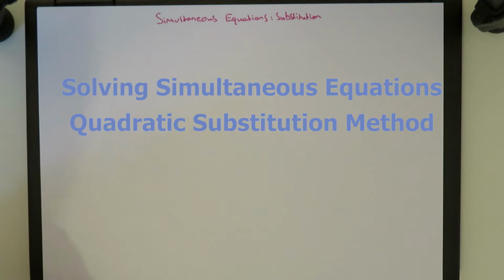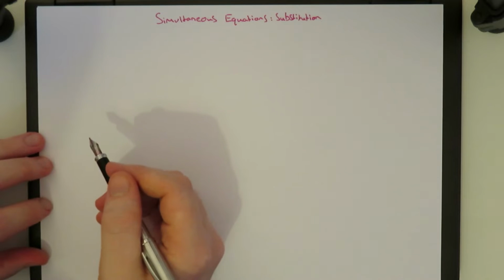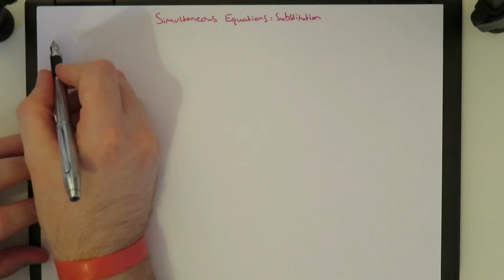I'm Lee again, and today we're going to be looking at simultaneous equations again using the substitution method. But in this video I'm going to include some examples that, instead of having two linear equations, include quadratics. So that's x squared terms. So let's take a look at the first example.